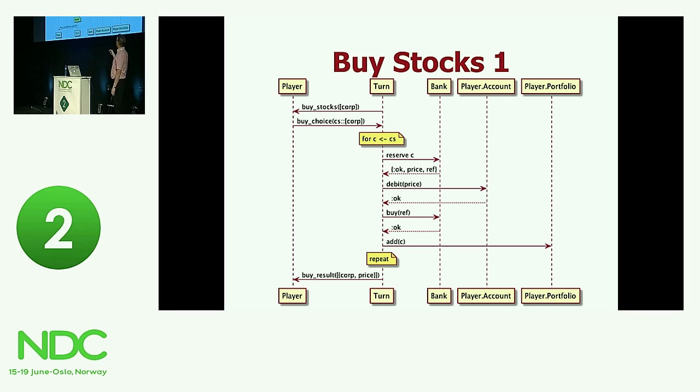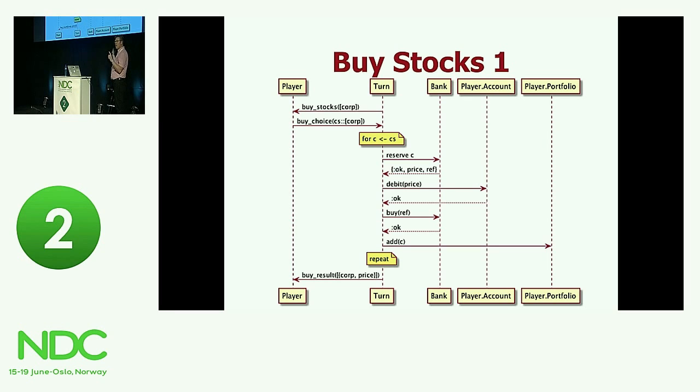You can choose between these, and you can buy up to 3 stocks each turn. And then the player returns a message saying, I will buy, and then you have a list of things here. And then for each corporation in that list, you can go in and reserve; the bank is holding on to the stock, so you reserve a stock, you get the price and a unique reference, so you know that this is the guy holding on to this particular reservation. Then you check with the player's account if he has enough money to actually pay for this stock. That's the price you came back from the bank. And then it'll return OK.